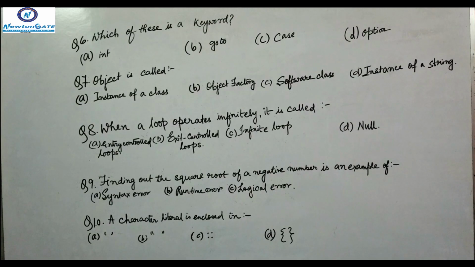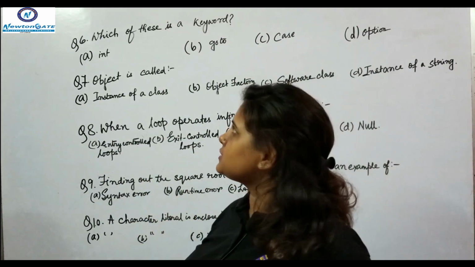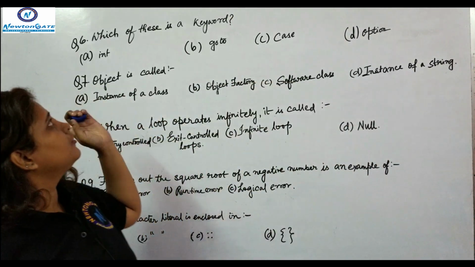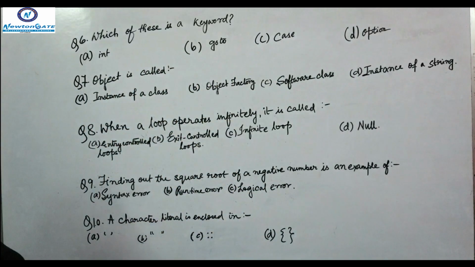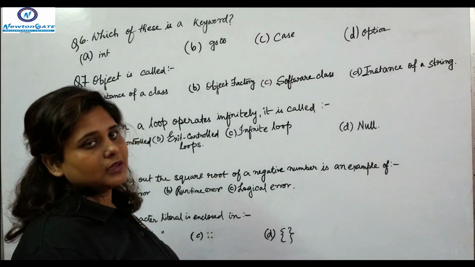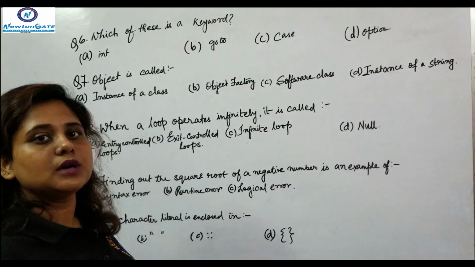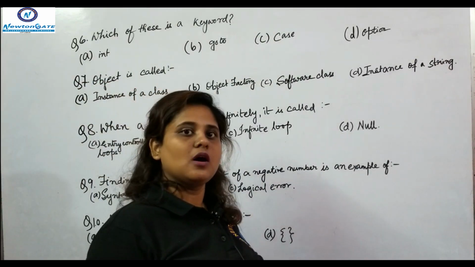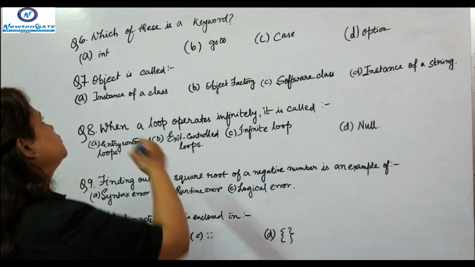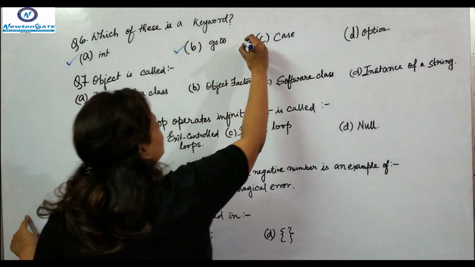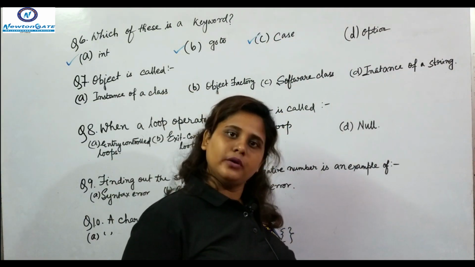Okay, so now we are going into our sixth question. What is our sixth question? See, which of these is a keyword? Out of all these, we definitely know which are the keywords. So what are keywords? Keywords are reserved words, which are reserved for particular operations or particular value assignment. This is a multiple select question, so all these three will be the correct answer to this question.